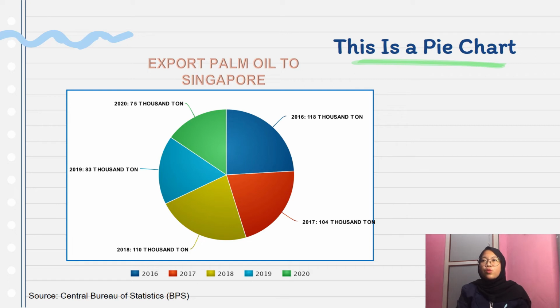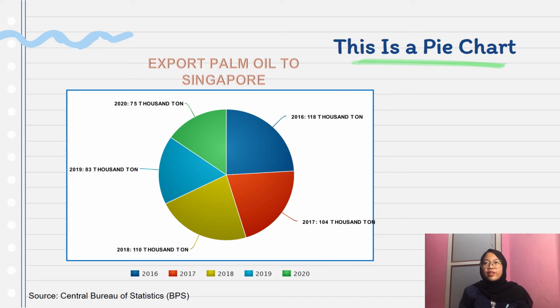Palm oil is one of agriculture commodity. This pie chart shows the export volume of palm oil to Singapore over a period of 5 years, started from 2016 and 2020. Overall, 2016 was the highest export volume of palm oil to Singapore, while 2020 was the lowest export volume of palm oil to Singapore.